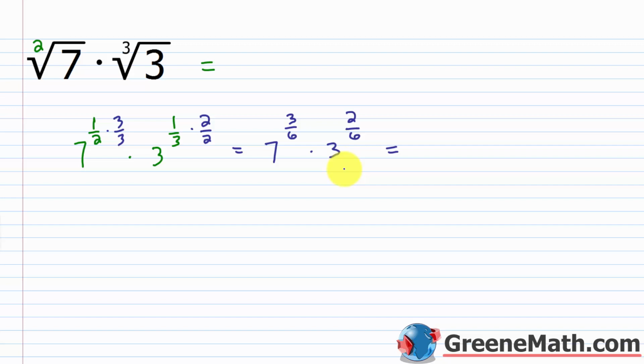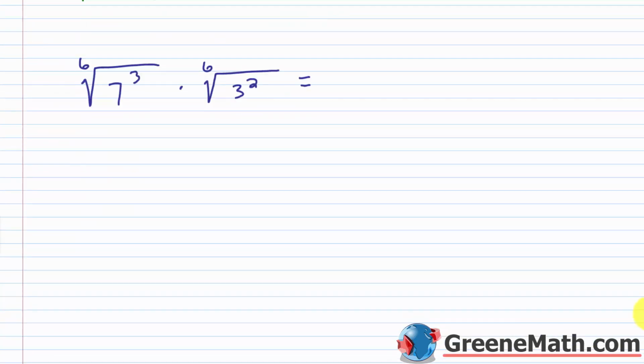So we can essentially say this is 7 cubed, and we're going to take the 6th root of that, times, we're going to say this is 3 squared, and we're going to take the 6th root of that, okay? And you can even combine them under one radical, doesn't matter, however you want to do it. For most of these, you're going to end up using a calculator anyway. You just need to know how to do it. So what is 7 cubed? That's 343. What is 3 squared? That's 9. So you would have the 6th root of 343 times 9, which is the 6th root of 3087.